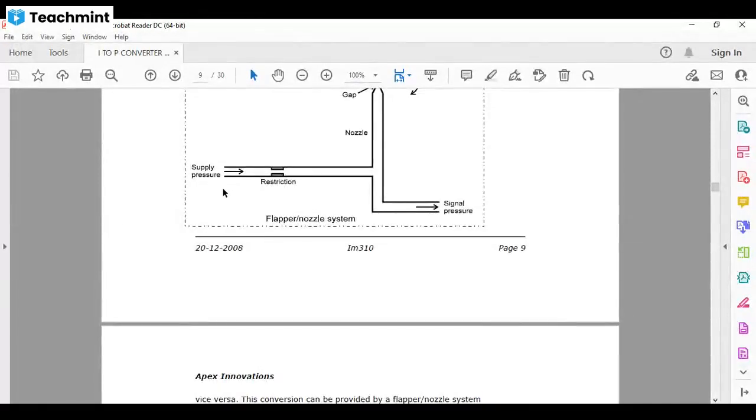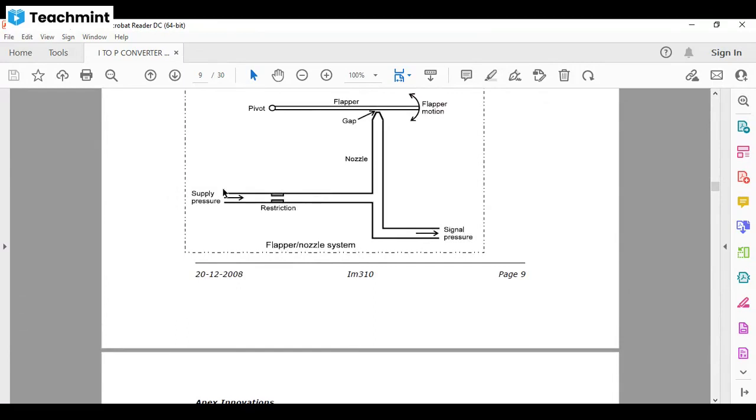This is our supply pressure, which is 20 psi, through the restriction path, and this is our nozzle, and this is our gap, and this is the small hole which passes the pressure through this nozzle. And if this nozzle is present, the pressure will pass low when the supply pressure is low.